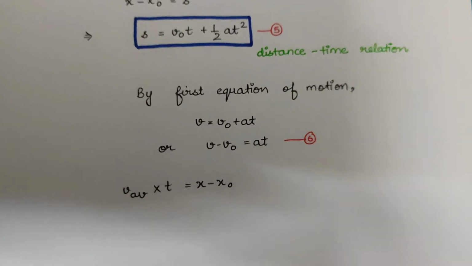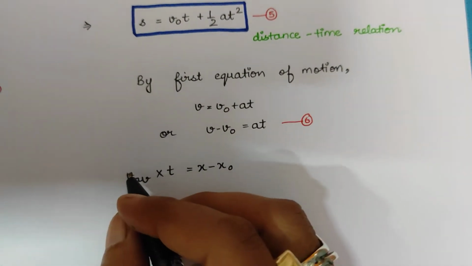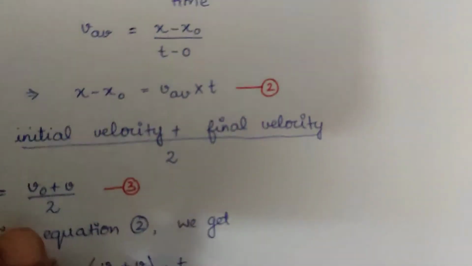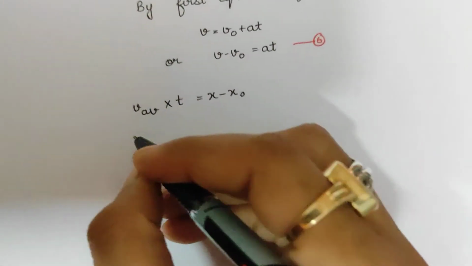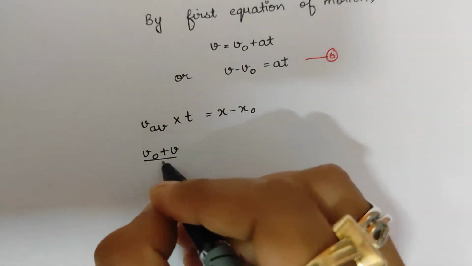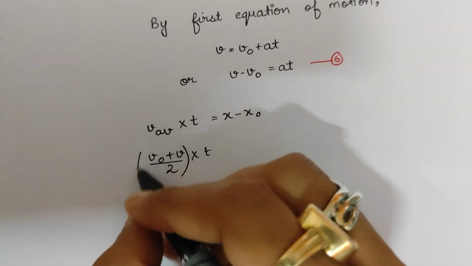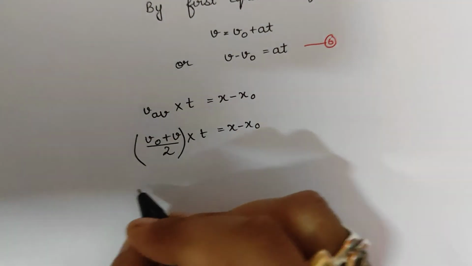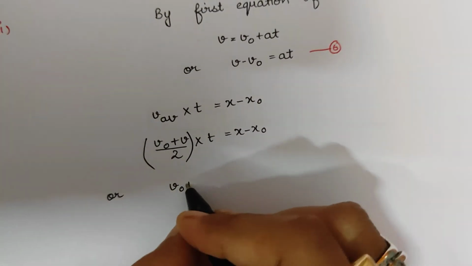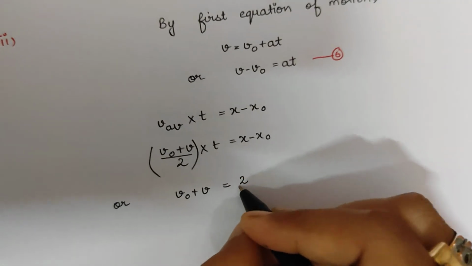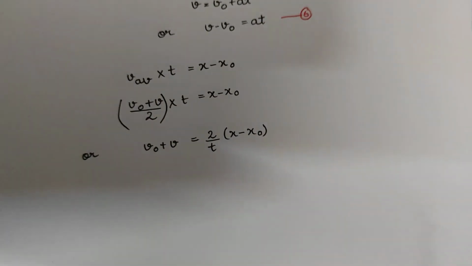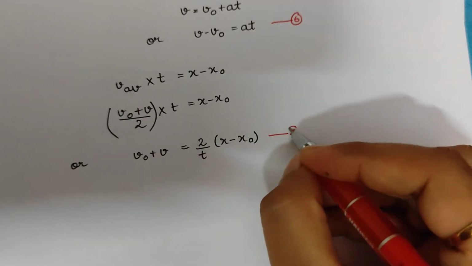As I've already told you, the value of V average is equal to V naught plus V by 2. So if we put the value of V average, we get V naught plus V by 2 into T is equal to x minus x naught. If we rearrange this expression, we get V naught plus V is equal to 2 by T into x minus x naught. We will mark this as equation 7.